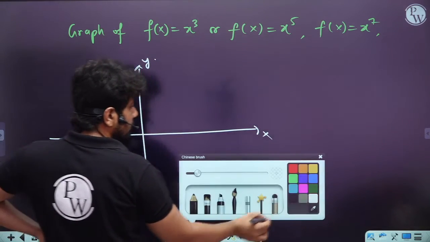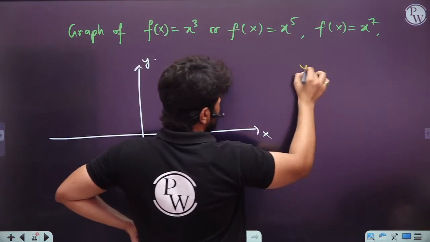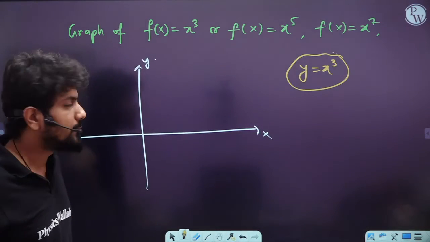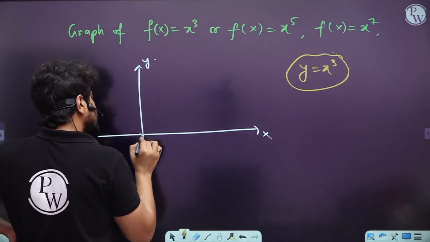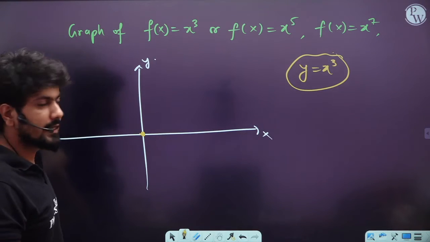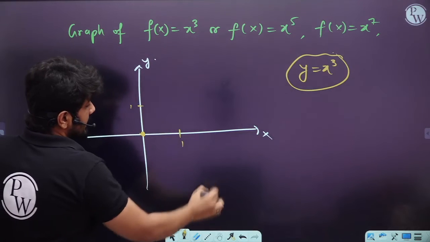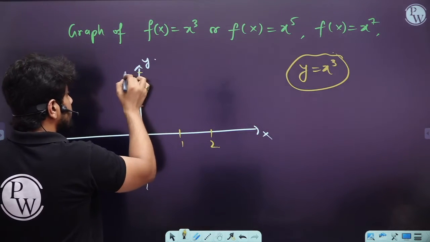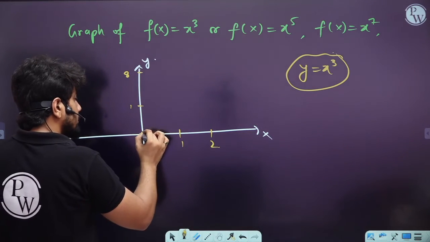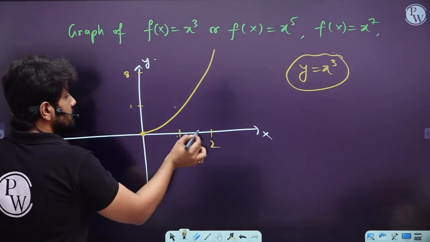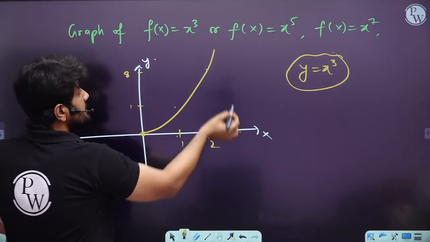Now, if I want to plot the graph of y is equal to x cube, let's check the points. At x is equal to 0, y is 0, so it is also passing through the origin. At x is equal to 1, what's the value for y? It will be 1. At x is equal to 2, now the value of y will be 8. So it is increasing in this interval. At x is equal to 1, y is 1. At x is equal to 2, it will be 8. At 3, it will be 27.